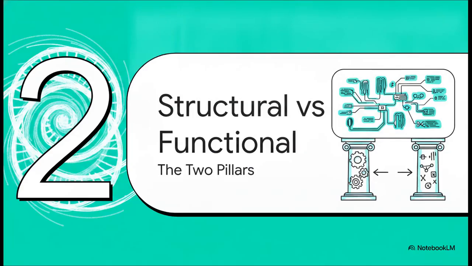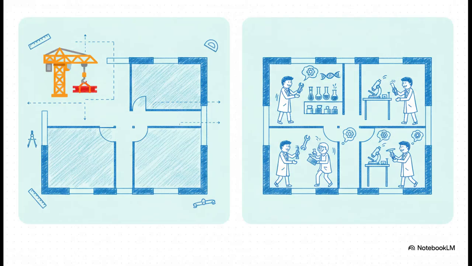Moving right along to Section 2, Structural versus Functional Annotation. To really grasp this, you have to look at its two main pillars. First, structural annotation. This is all about identifying the physical components and their exact coordinates. Where does the gene start? Where does it stop? Where are the exons, the introns, the promoters? It's kind of like mapping out the rooms and hallways of a giant building.